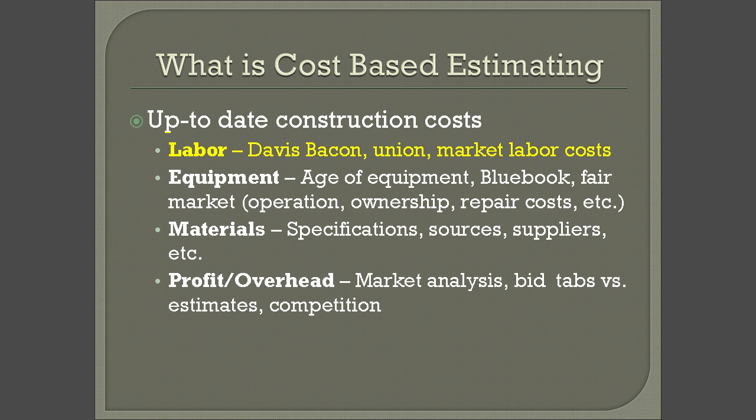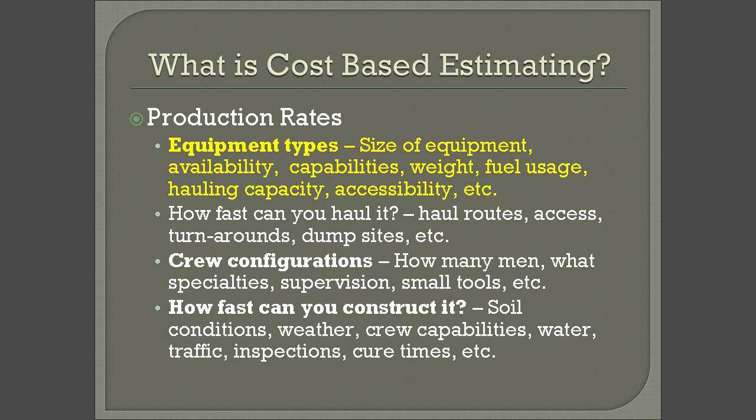This is the labor rates. They're looking at the equipment rates. They're looking at the materials and the profit and overhead. They're bidding it as if they were getting the fair market value for UDOT. They're also looking at equipment types and the production rates that go along with the equipment: how fast you can haul it, how fast you've got your routes, your access, and things of that nature. We talk about the crew configurations, how many men, how many supervisors, what those rates are, and then how fast you can construct it. We're going to go into a lot more detail about this coming up, but this is kind of an overview of what we're going to talk about today.